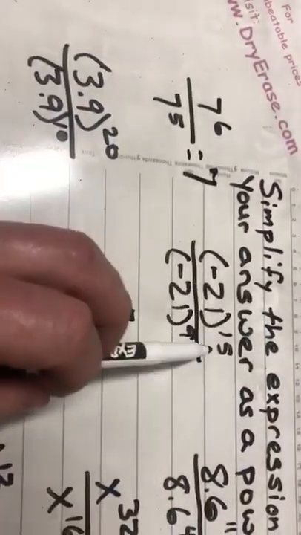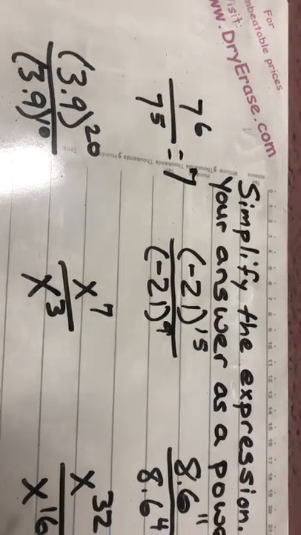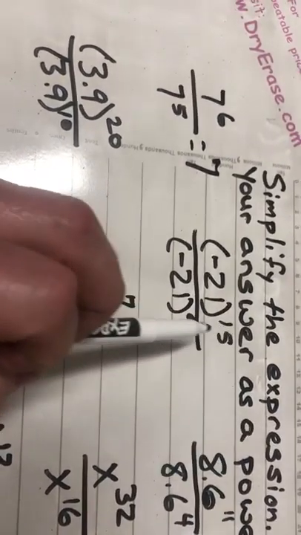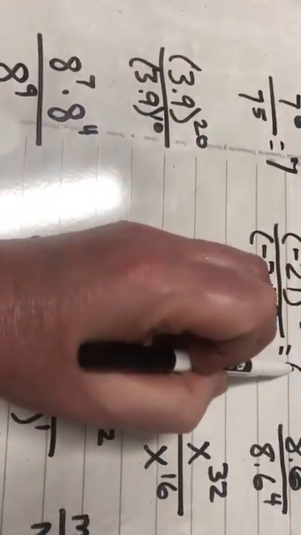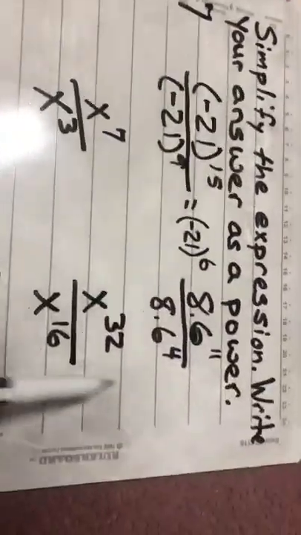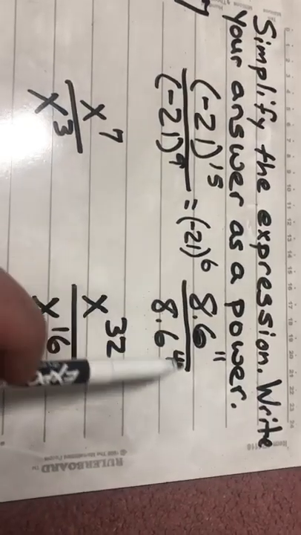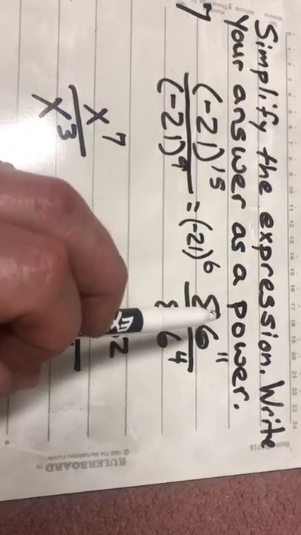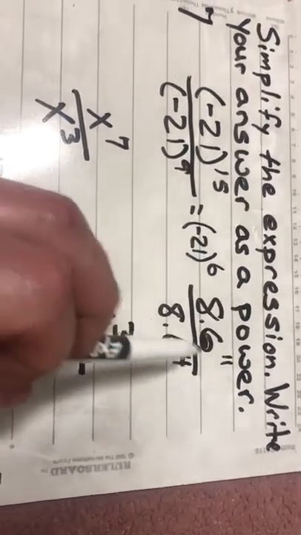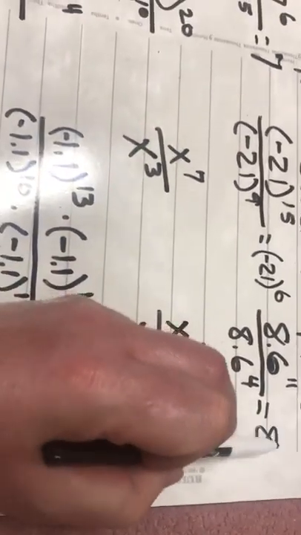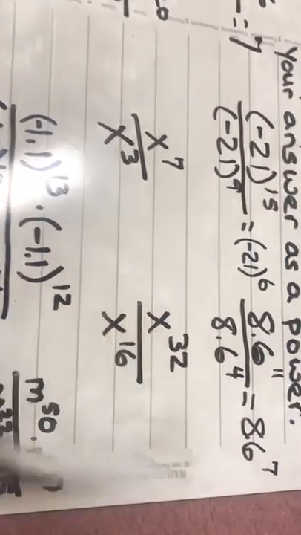So here I have negative 21 to the power of 15 divided by negative 21 to the power of 9. Once again, same base number. All I'm doing is 15 minus 9. Well, 15 minus 9 is 6. That means that this is negative 21 to the power of 6. Next, 8.6 to the power of 11 divided by 8.6 to the power of 4. Once again, the same base number, 8.6. So all I'm doing is 11 minus 4. 11 minus 4 is 7. So this is 8.6 to the power of 7.